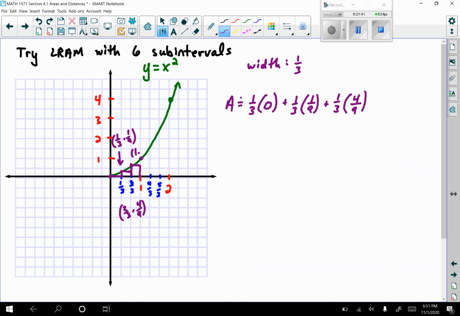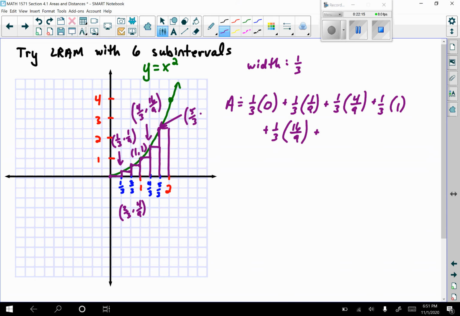Right here, I still have the point 1, 1. So that's going to be 1/3 times 1. For my fourth rectangle, I'm going to go straight up from that and then over. So this point right here is 4/3. Then I'll have 16/9. So we'll have plus 1/3 times 16/9. And then my sixth rectangle is going to meet right here. And then this point right here is going to be 5/3 and then 25/9.